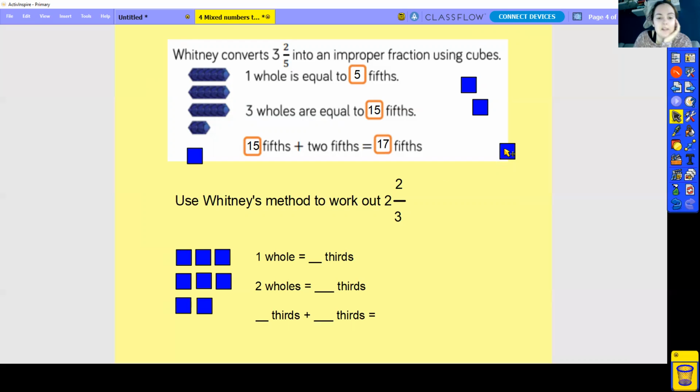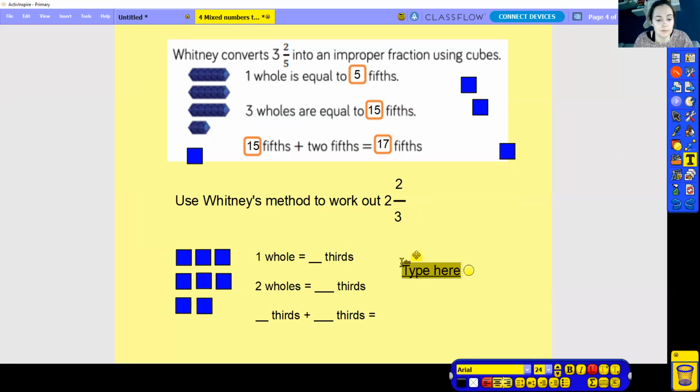Okay then, so let's look. So 1 whole is equal to how many thirds? Well, it's out of 3. So 1 whole would be 3 thirds. So we've got 3 there. Underlines on, let's take that off. So 1 whole is equal to 3 thirds.